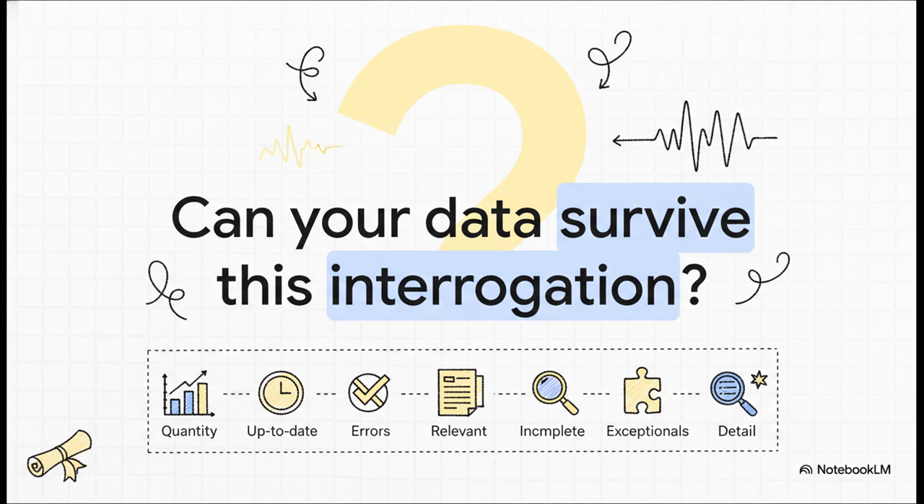Now, the absolute best way to drill this one in is to make it a rhythm. Turn that interrogation into a chant. Say it with me. Is the quantity credible? Is it up to date? Are there errors? Is it relevant? Is it incomplete? Are there exceptionals? Is there enough detail? See, that rhythm really helps it stick. Okay, last one for today. What does R stand for, and D? That's it. Relevant and detail insufficient.